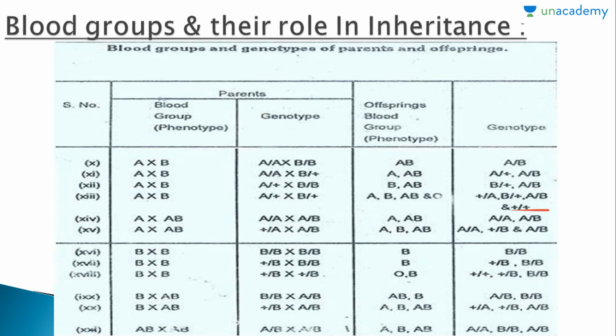Or in case of A and AB phenotype of the parents, the genotype can be of these two types, AA and AB, and this one A positive and AB. So the offspring blood group can be A or AB type, and the genotype can be AA, AB, A positive or AB type. Similarly here also it is approximately the same case. You can have a look at that also.